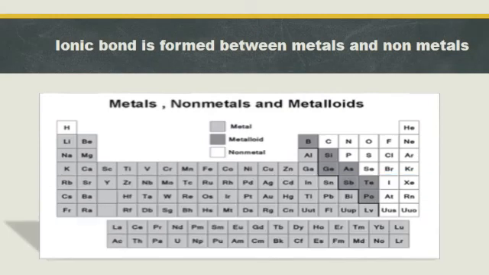Here is again a periodic table displayed before you, dear students. You have to see that an ionic bond is formed between metals and non-metals. So first we have to locate the metal and non-metal division in the periodic table keenly. This gray part, all you can see here, is metal. So the left side of the periodic table is all metal.